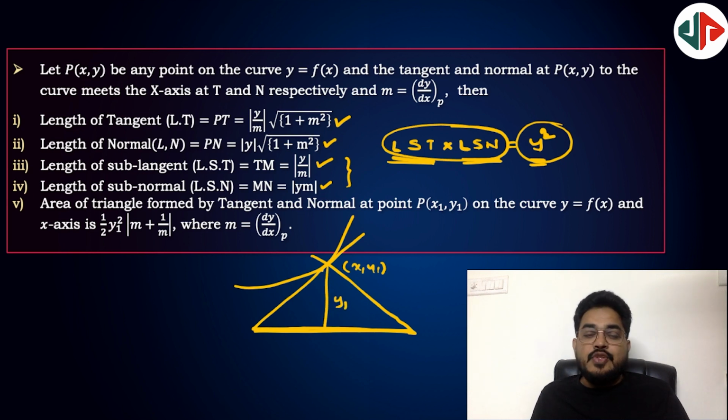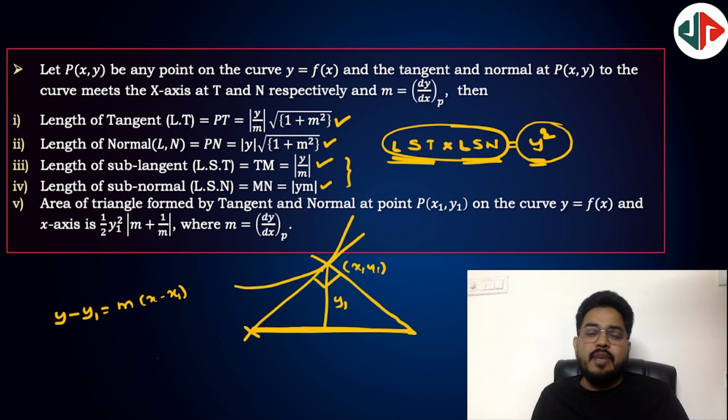Okay. So m is the slope of the tangent. What is the area? So the tangent equation is y minus y1 is equal to m into x minus x1. So this is the x-axis, so I need to find the x-intercept. Substitute y is equal to 0.